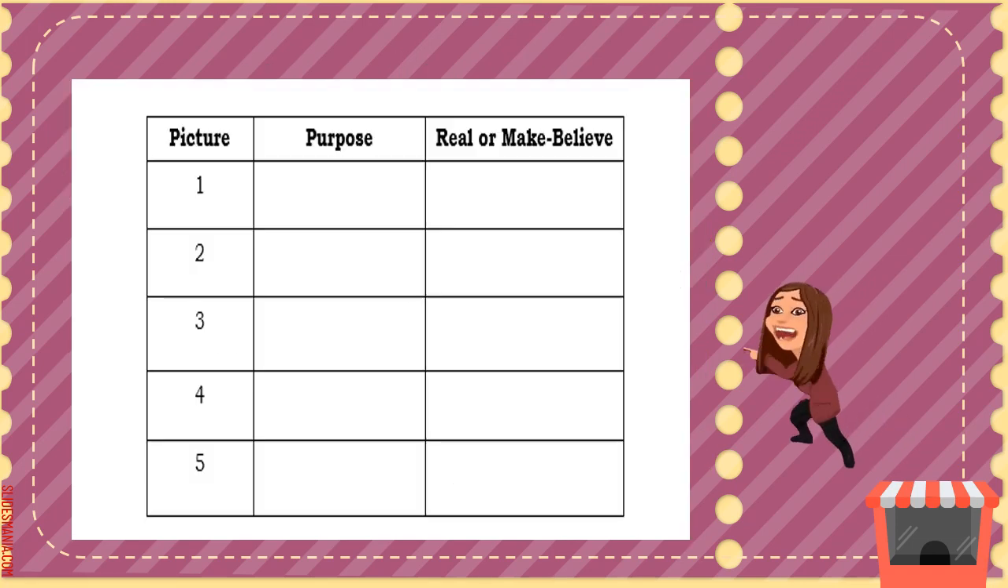So, you may want to answer in this kind of chart. So, in your notebook, make a chart like this one. We have the first column, pictures number 1, 2, 3, 4, 5. So, you will go back to the picture a while ago and you will put in the next column, under the purpose column, you will answer if it is to educate, to persuade, or to entertain. And then you will write on the third column if it is real or make-believe. So you will just answer real or make-believe. Pause the video.